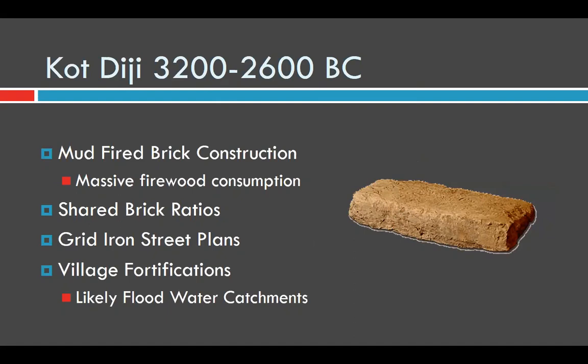Massive firewood consumption. A lot of what they're producing requires kilns and fires, which means burning of wood in special ovens. Think of a bread oven or something like that, but firing of clay to make these bricks. Bricks shared specific ratios, so 2 to 4 to 6 in size, and all bricks are made to that ratio. Like, the planning of their villages is down to the brick level. Like, they have a mental template of what a brick should look like, and they stick to it.